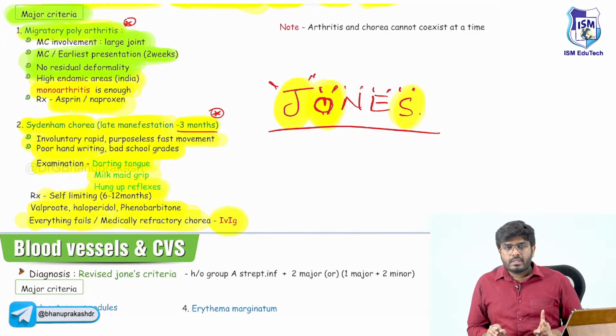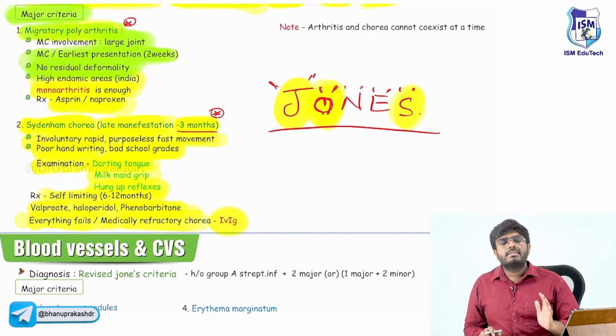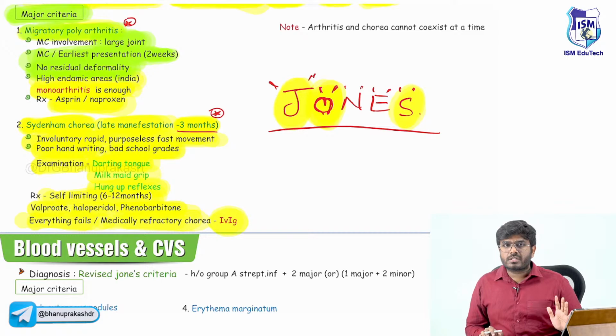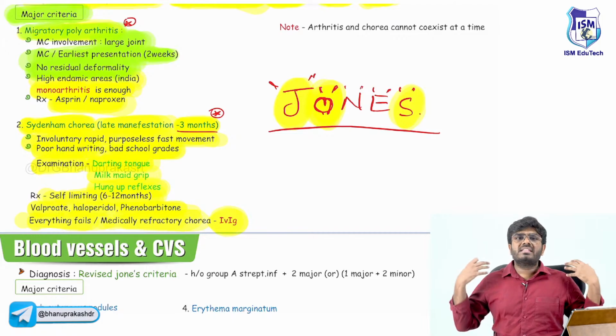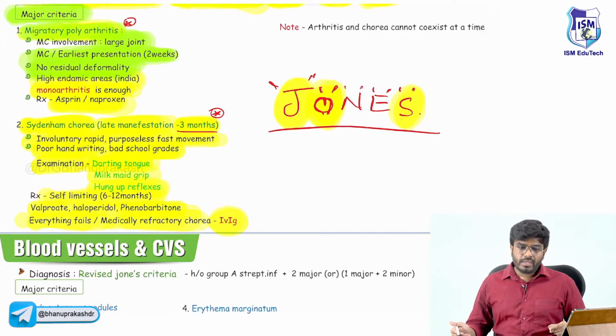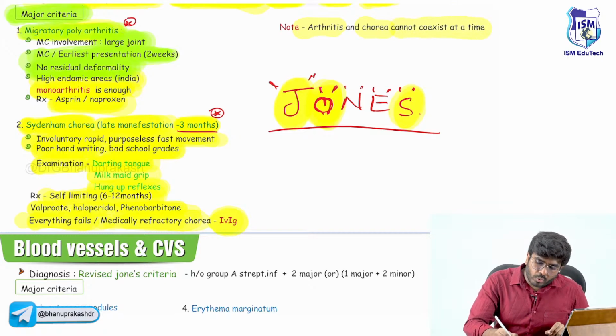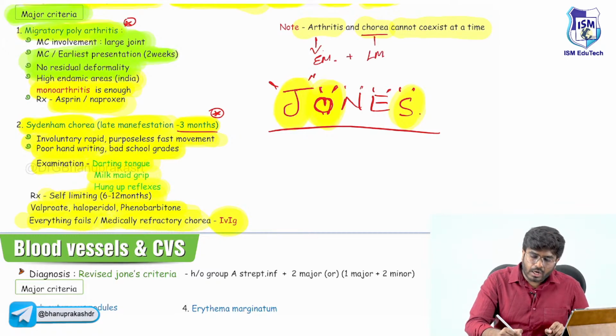Now, a very important MCQ. The first manifestation to occur is migratory polyarthritis. The last manifestation to occur is Sydenham chorea. One is after 2 weeks, the other is after 3 months. Do you think both these clinical features are going to be present at the same time? No. By the time Sydenham chorea develops, the arthritis is already resolved. So arthritis and chorea cannot coexist, because arthritis is the earliest manifestation and chorea is the late manifestation. They are not going to be seen together.